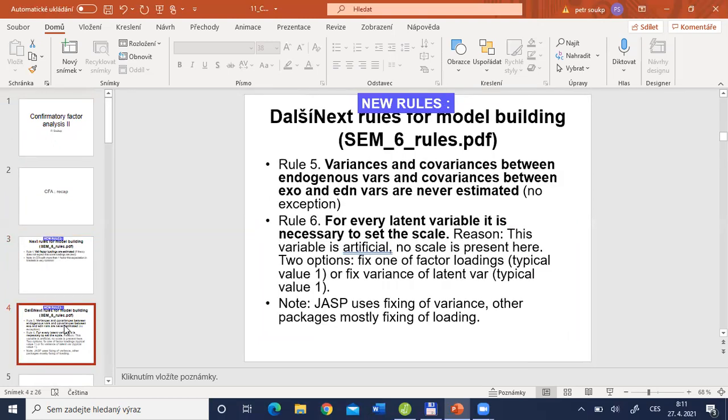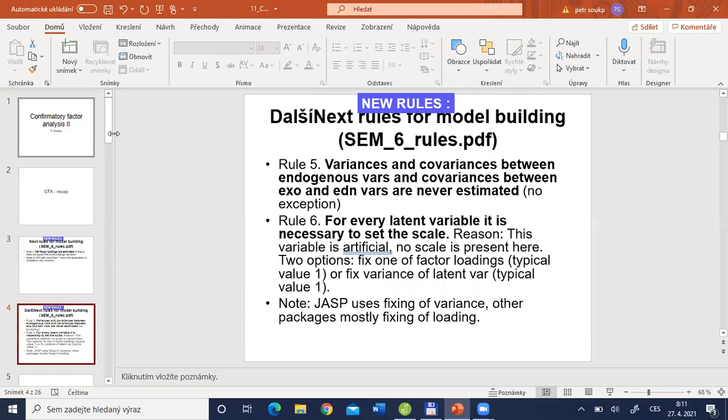Let's go to the next 2 rules, and rule 5 says that if you are applying confirmatory factor analysis, then variances and covariances between endogenous variables and covariances between exogenous and endogenous variables are never estimated.